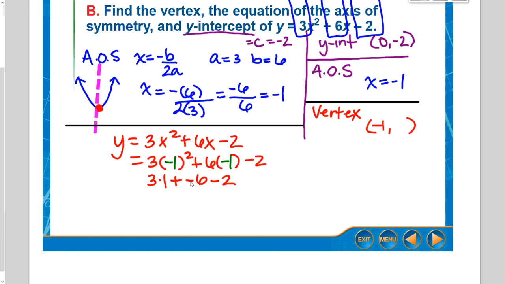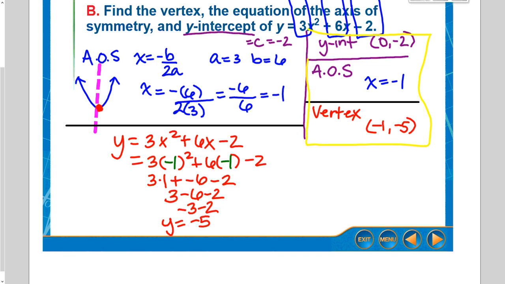And of course, a positive times a negative is a negative. 3 times 1 is 3. We're just going to combine all of these things here. We've got 3 minus 6, negative 3, negative 3 minus 2, negative 5. So our y value, when x is equal to negative 1, will equal negative 5. We plug it right here, and we have everything that they asked for. I will learn how to draw straight lines, I promise.